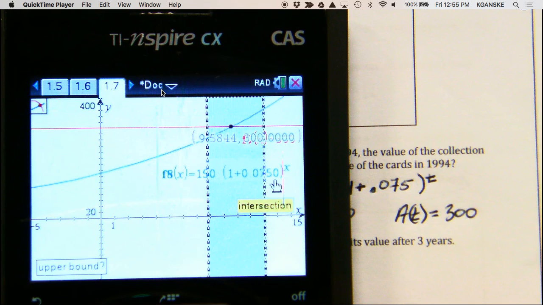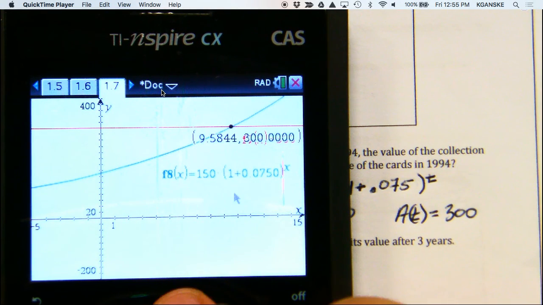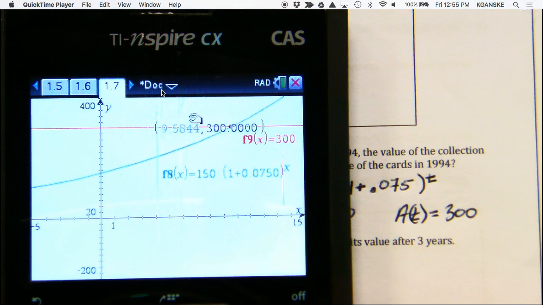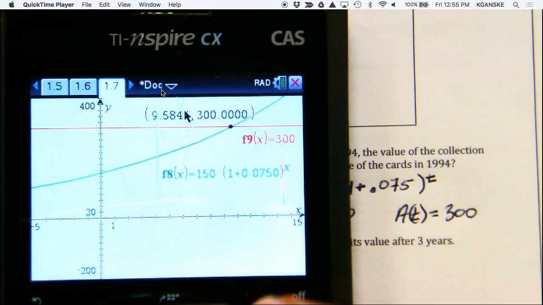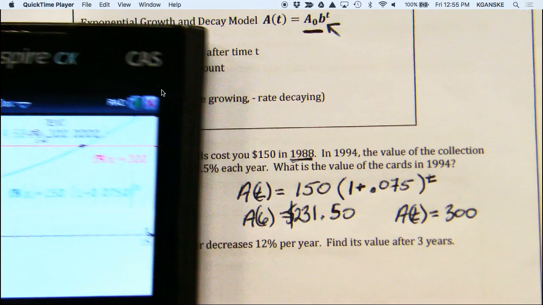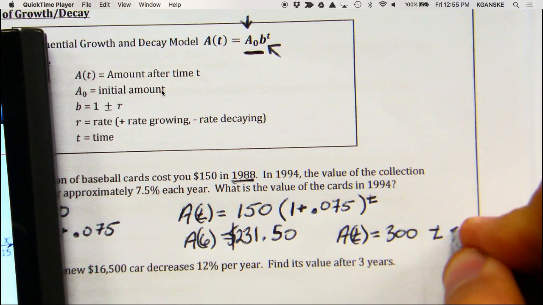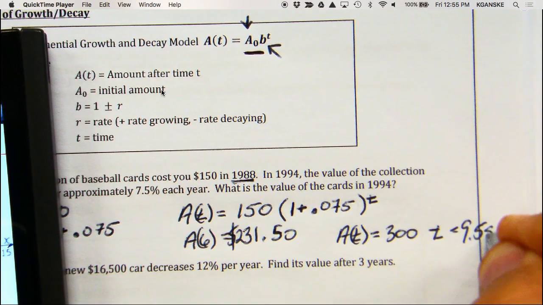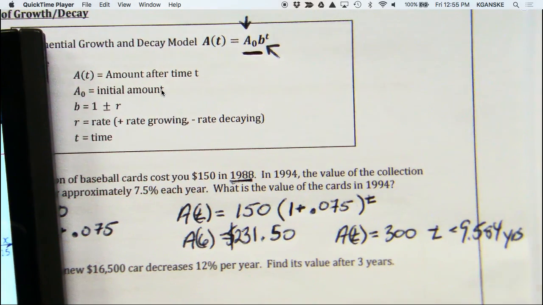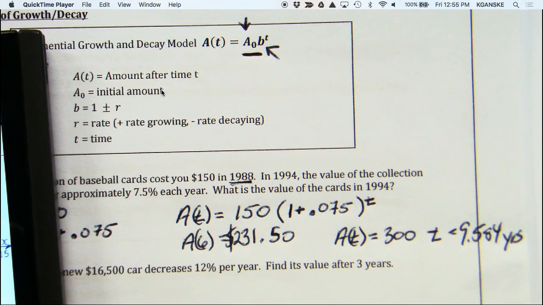I just feel that the window is where people kind of get messed up. So it looks like it's going to be 9.584 years, I guess. Okay, so that's a growth. Right, let's do one more here.